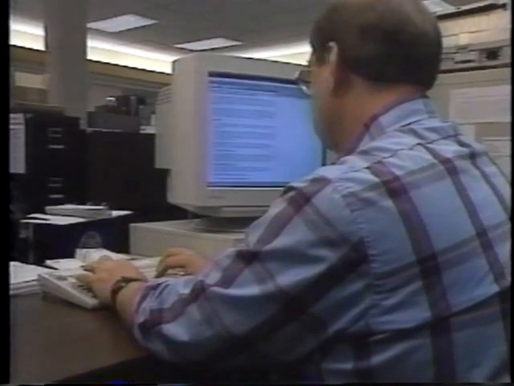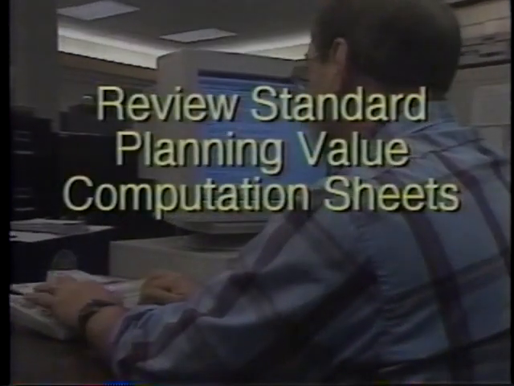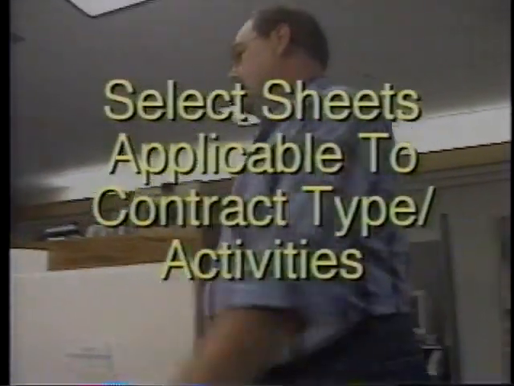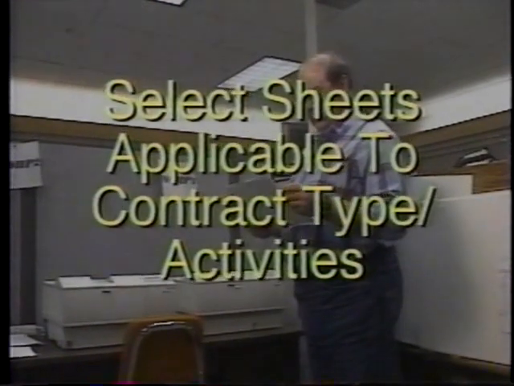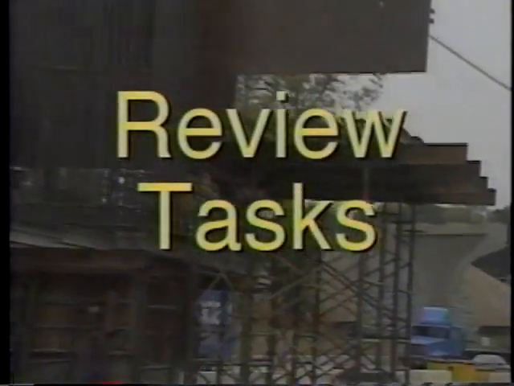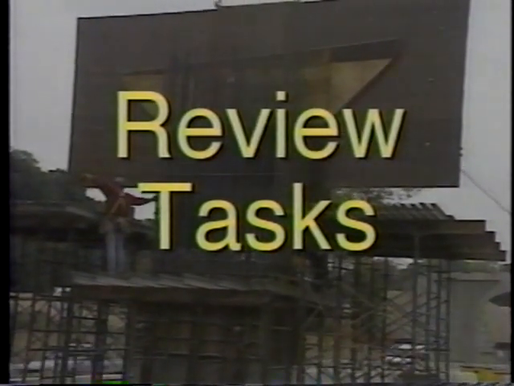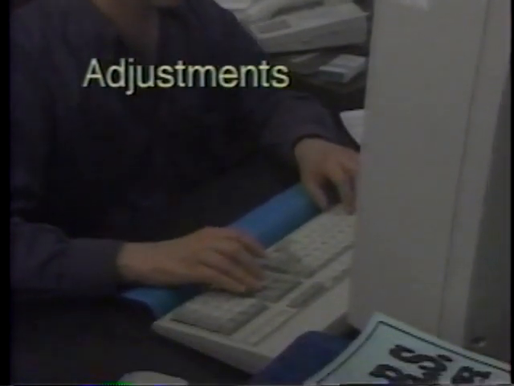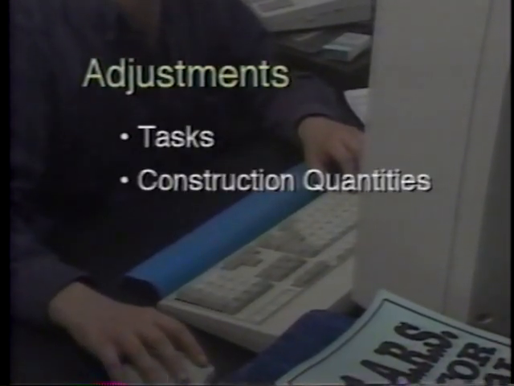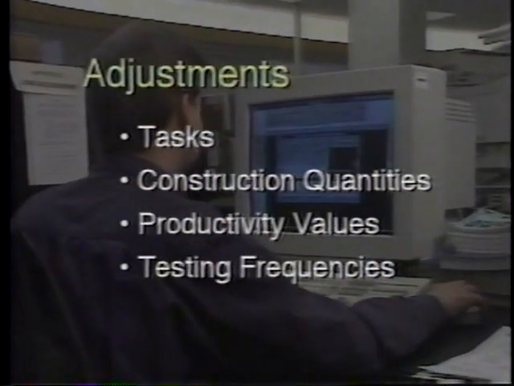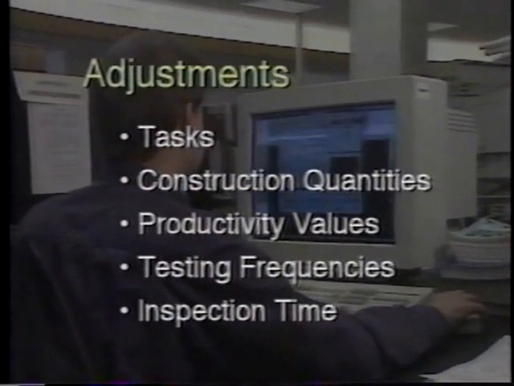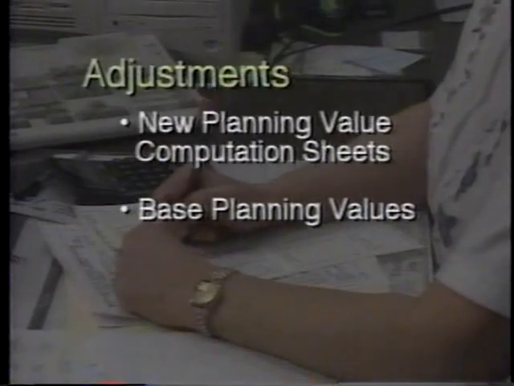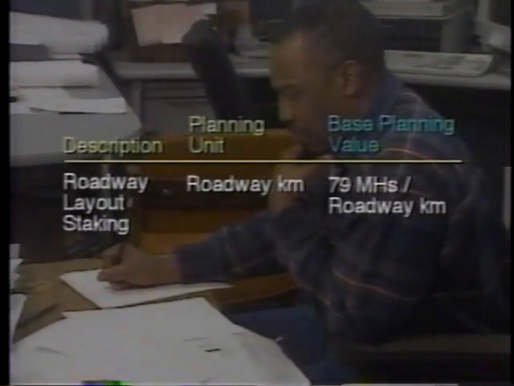The process for developing base planning values includes reviewing the standard planning value computation sheets for each contract type, selecting the sheets applicable to the selected listing of contract types and activities, reviewing the significant work tasks within the standard planning value documentation according to the previously revised activity definitions, adjusting tasks, construction quantities, productivity values, testing frequencies and inspection time on all activities where necessary, completing new planning value computation sheets and computing base planning values, and compiling base planning values on a table of activity planning standards.